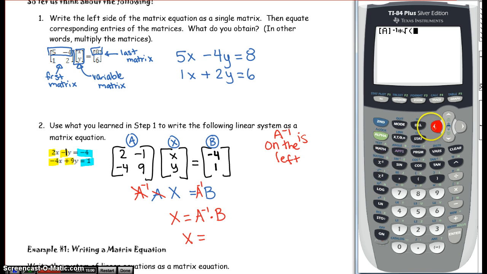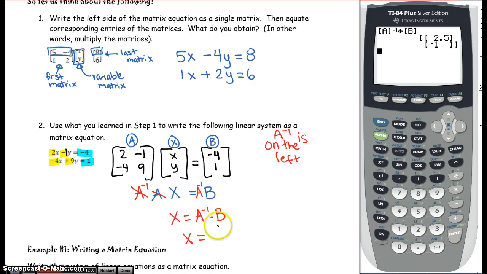Oop, wrong place. Hold on. Go back to matrices and grab matrix B. And here is our final answer. X equals 2.5, negative 2.5, comma, -1.